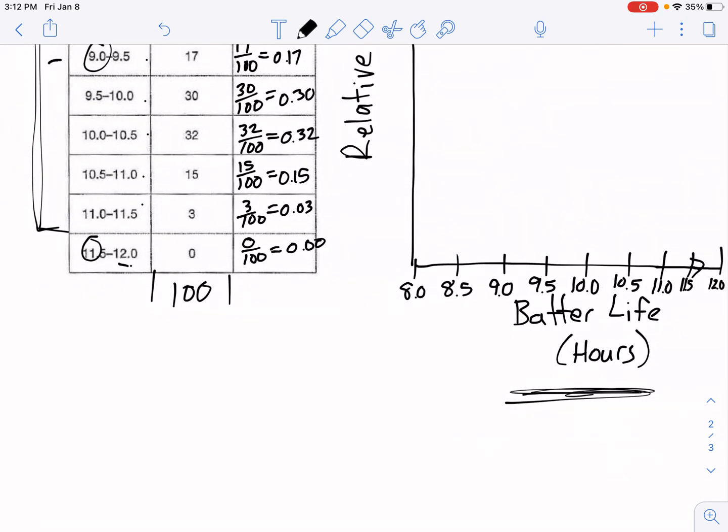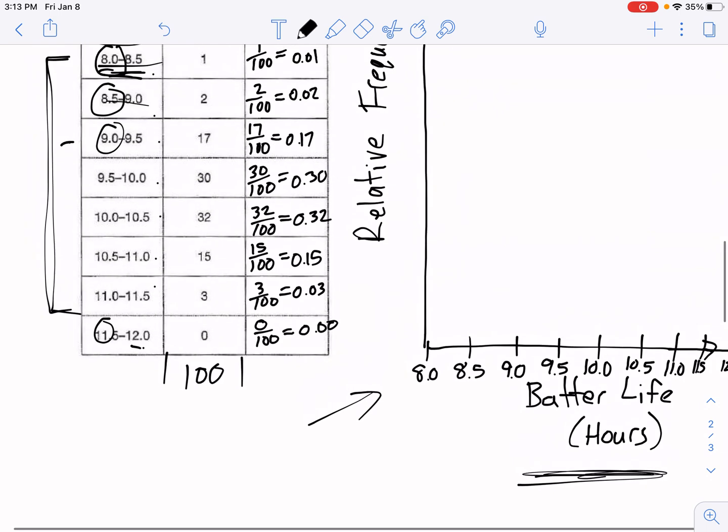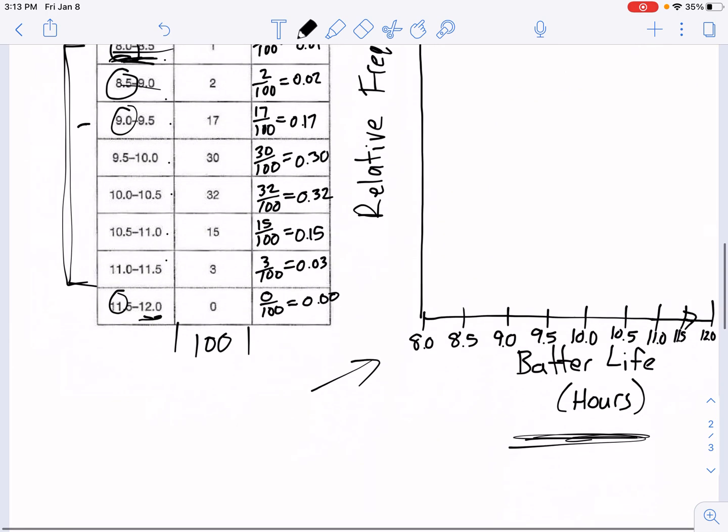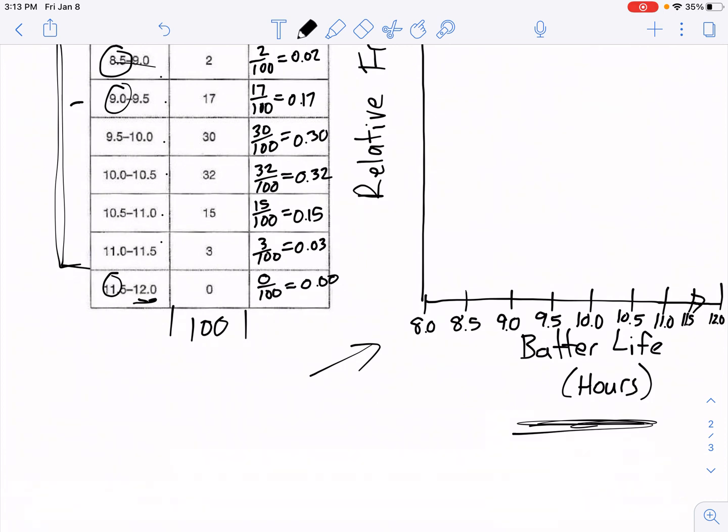And actually on your test, this is probably the way that they're going to have you label it, okay? So we're just labeling based on what they have here. We go from 8 to 12, and they're counting by 0.5. So 8, 8.5, 9, 9.5, 10, 10.5, 11, 11.5, and 12. So that's one way we can label this, okay?